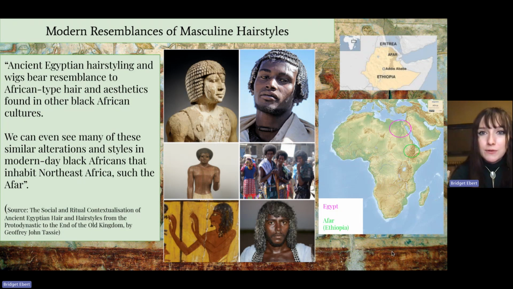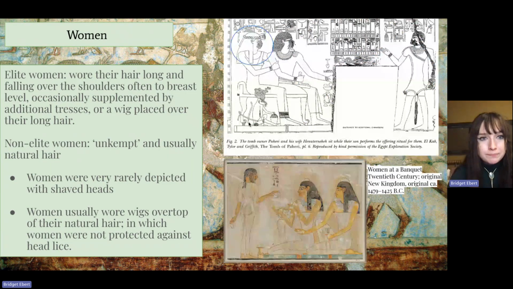All right, moving forward, now we have women. And I'm going to move my little guy down here. Perfect. Elite women wore their hair long and falling over past the shoulders, often to the breast level, occasionally supplemented by additional tresses or a wig placed over their long hair. Non-elite women would keep their hair unkempt and usually natural, similar to the non-elite men.